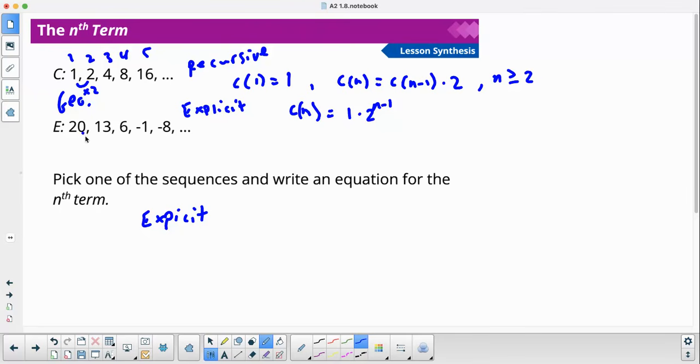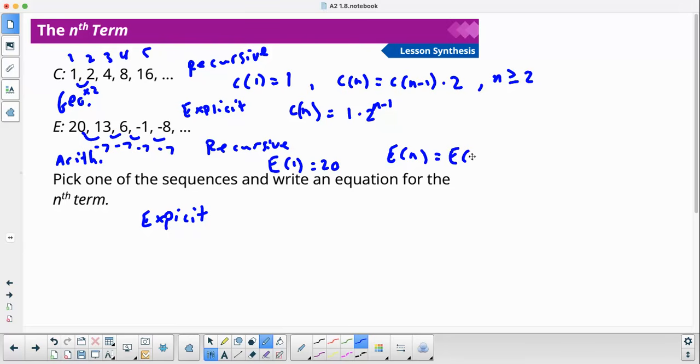Now this one is arithmetic. It's minus 7 every time. So if I wanted to go with my recursive, start out with the first term, e of 1 equals 20. And then if I want to find the nth term, I take the term before it, and I minus 7. And we're only going to count up from 1, so n has to be greater than or equal to 2.